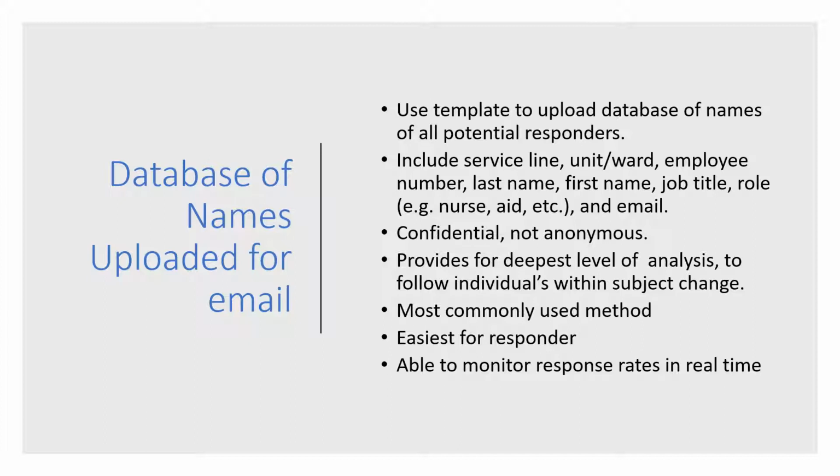It includes 8 types of data, including providing the service line for the potential responder, the unit or ward, the employee's number, that could be like a class code or an employee code. It also includes the last name, first name, job title, role, and email. This is a confidential process and not anonymous.